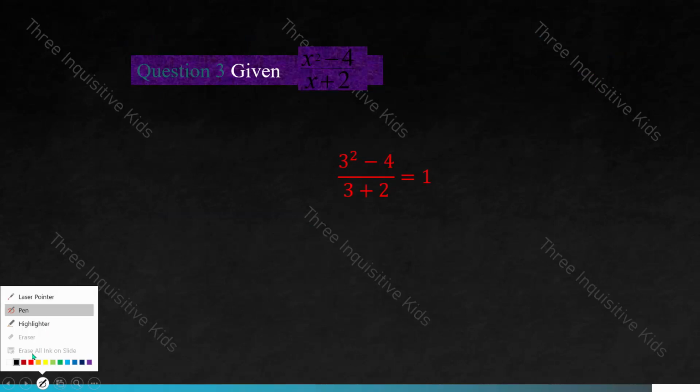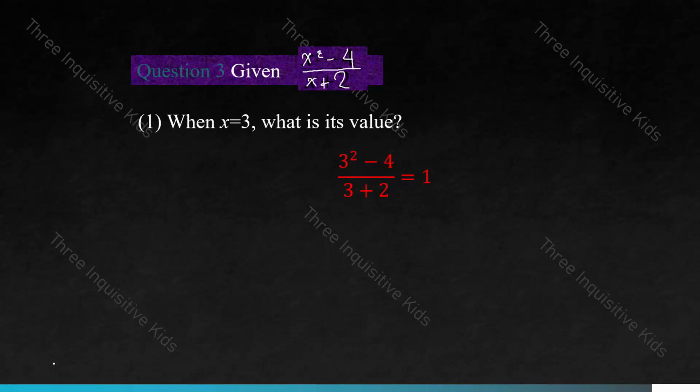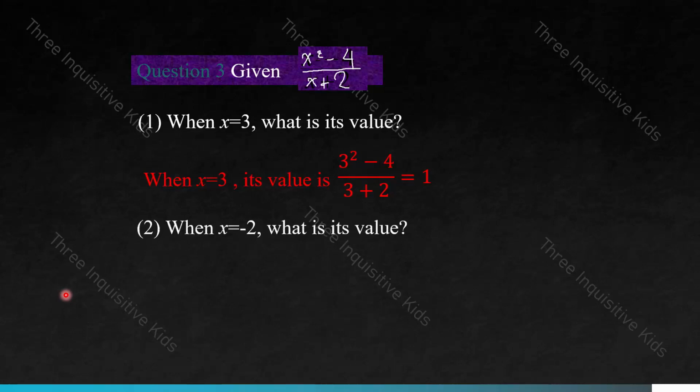Here's question 3. Given, let me first write this out for you. Given x squared minus 4 divided by x plus 2, when x is equal to 3, what is its value? When x is equal to 3, its value is 3 squared minus 4 over 3 plus 2, which is equal to 1. Now here is our next question. When x is equal to negative 2, what is its value?